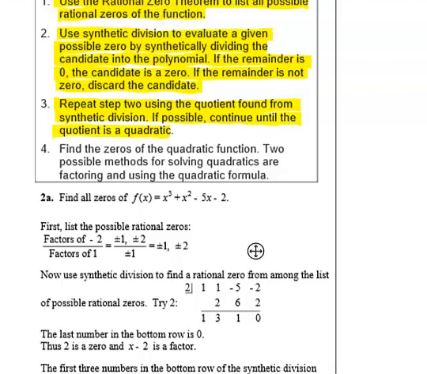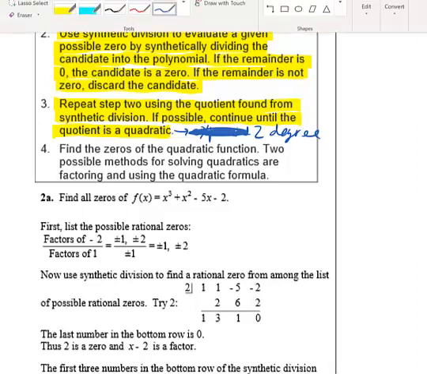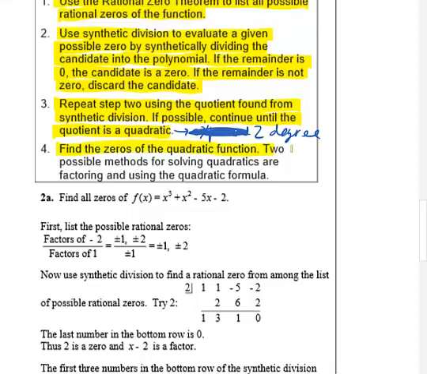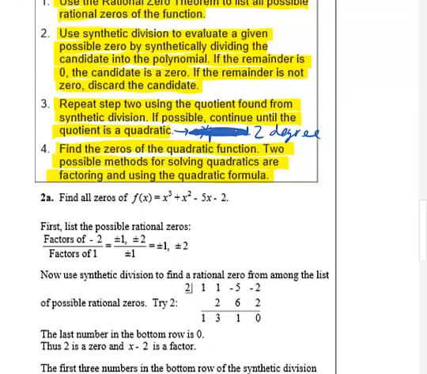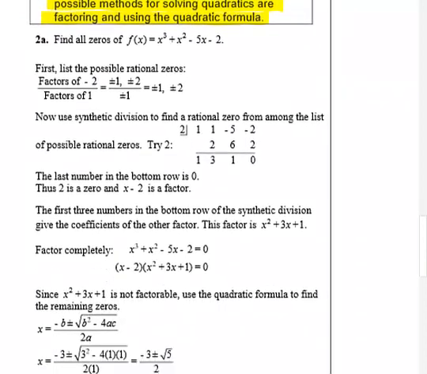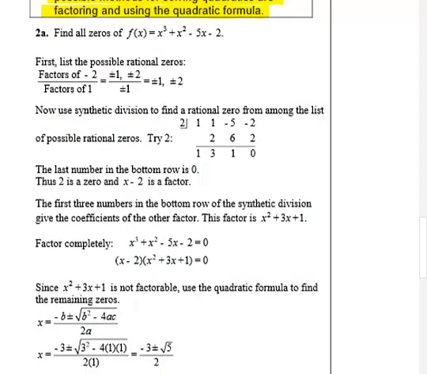It's been a while, but if we've forgotten, quadratic means degree 2, sorry. That's the idea: once it's down to a degree 2, I should be able to factor it the old-fashioned way, kind of. Then we're supposed to find the zeros of the quadratic function. Two possible methods for solving quadratics are factoring and using the quadratic formula. So that's the idea: we're going to use synthetic division to break it down as many times as we need until we get it into a quadratic. And then from there we can either factor it the old-fashioned way or use the quadratic formula.